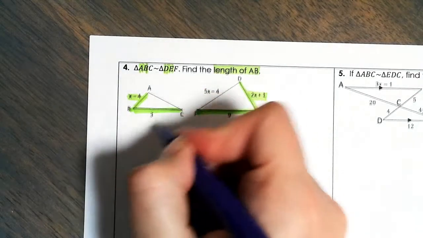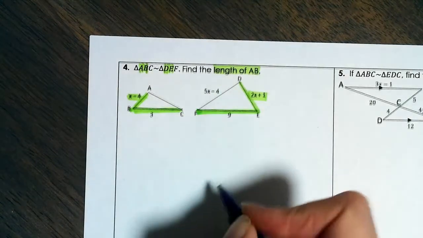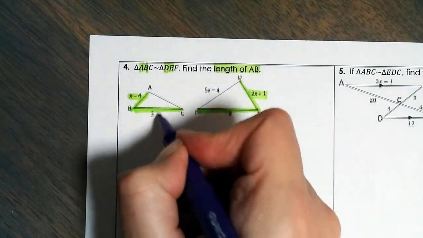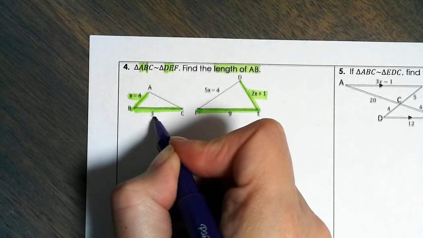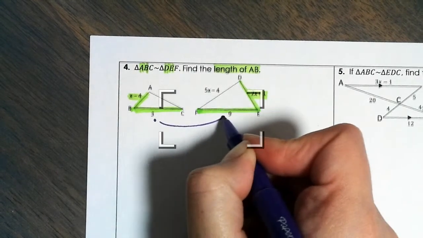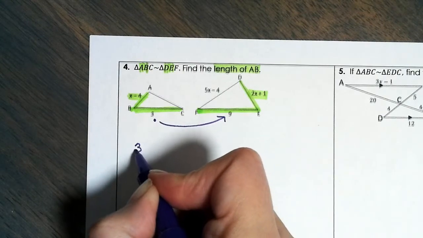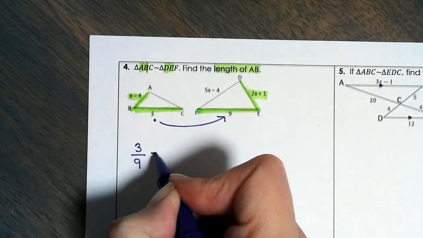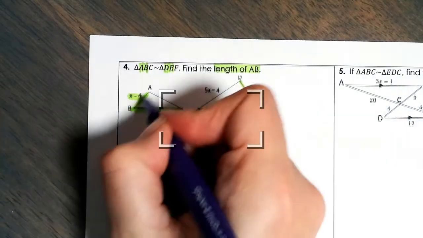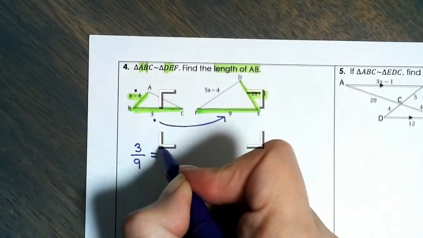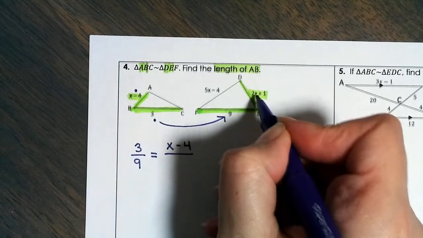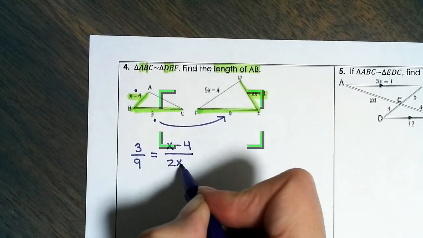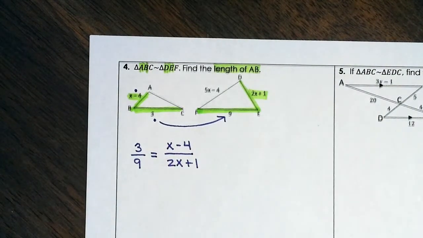So, starting with my first triangle, I'm going to start with my smaller triangle. I'm going to say that 3 to 9, so 3 over 9, should be equal to, again, starting with my same triangle, x minus 4 over 2x plus 1. So that's how I set up this problem.